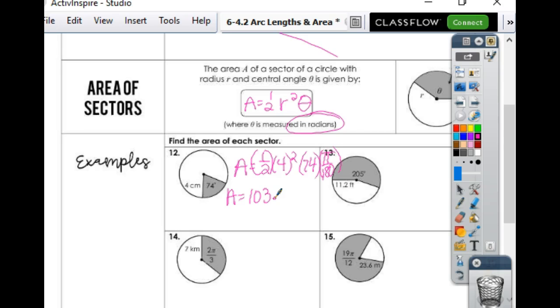Oh yeah, it is 10.3. What did you get? I only have 10.33. And this is area, so this is centimeters squared.